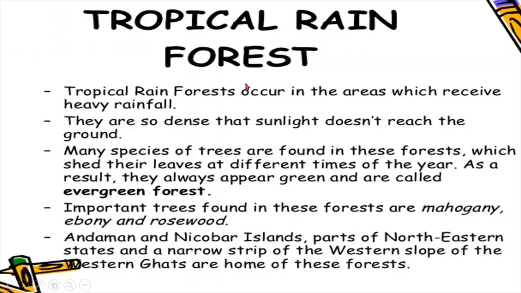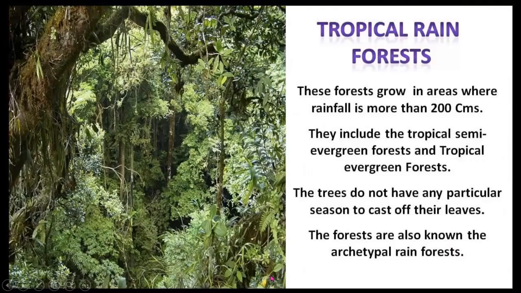A tropical rainforest is an evergreen forest which receives heavy rainfall, where the forest is dense, fully covered with large trees, and the plants present have no particular season to shed their leaves. The trees we find in this type of forest are mahogany, ebony and rosewood. This type of forest is found in Andaman and Nicobar, the northeastern states, and narrow strips of the western slope of the Western Ghats.